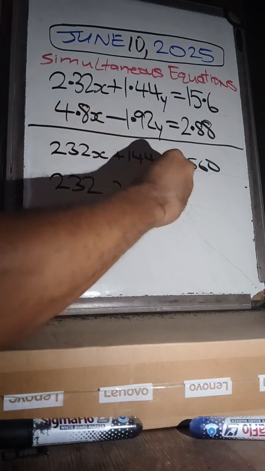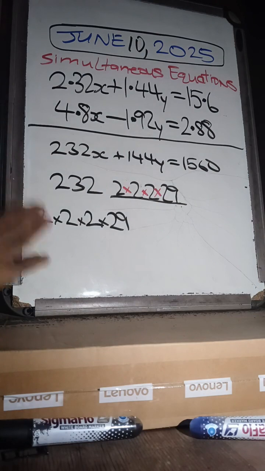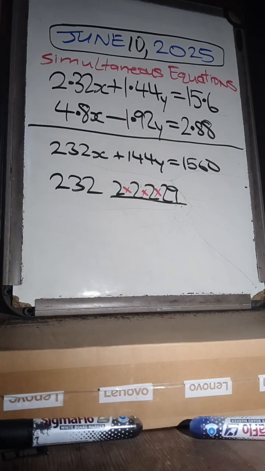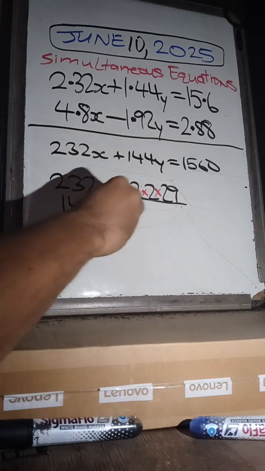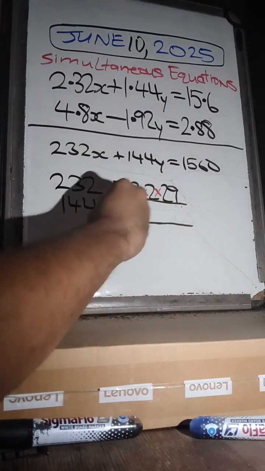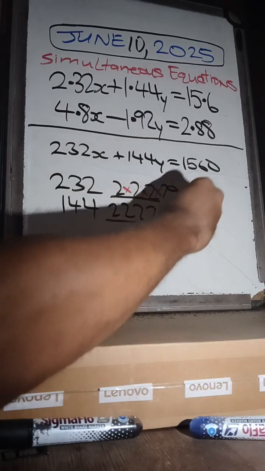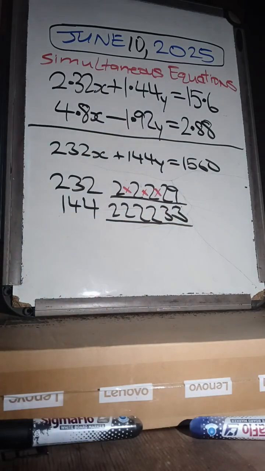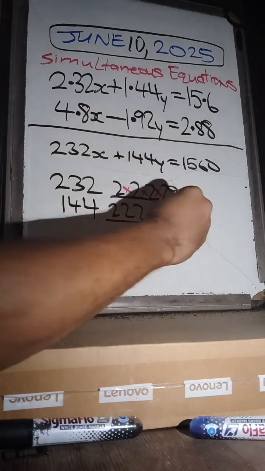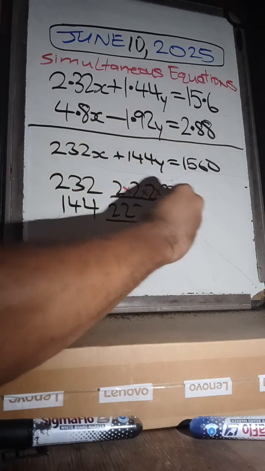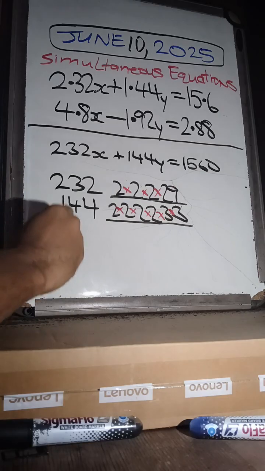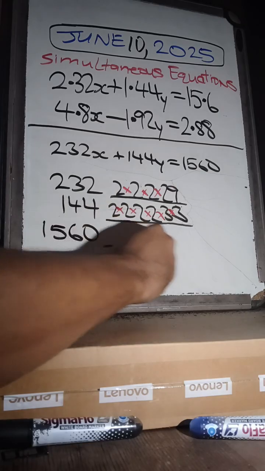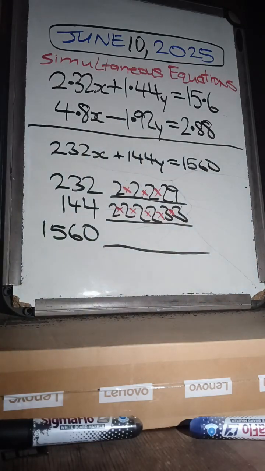So I want to see if they all have numbers in common. So we have, I'm not even going to waste time, 12 times 12 leaves me with this. Alright, what about 1560?